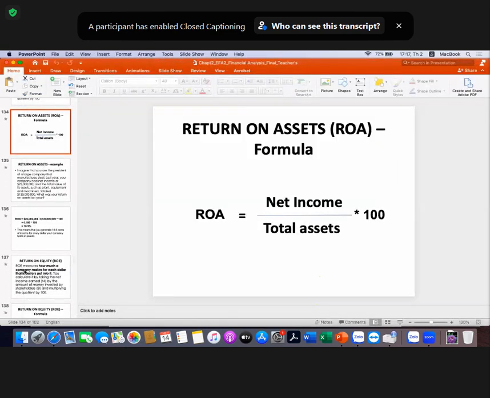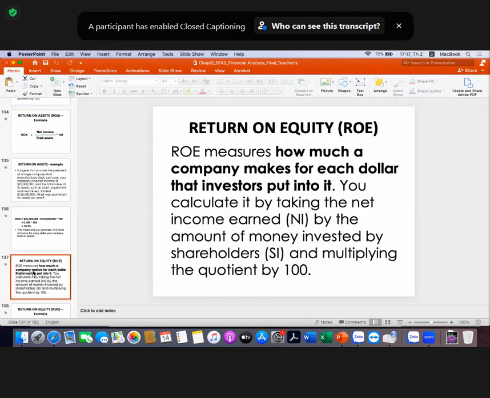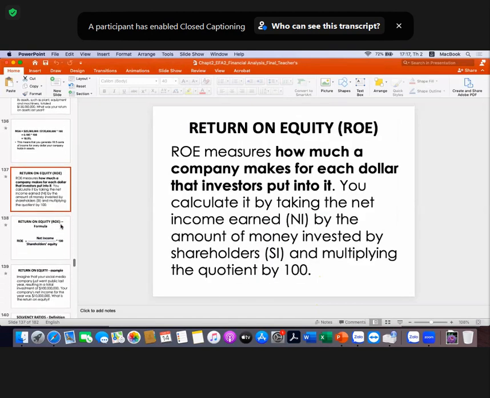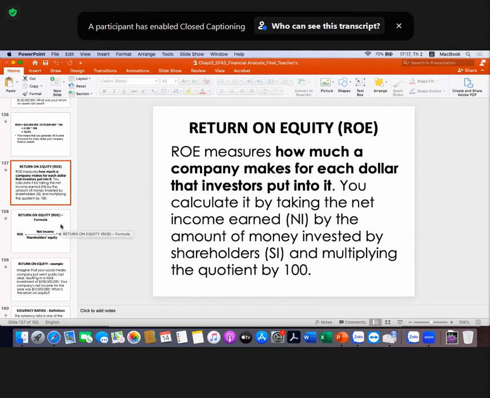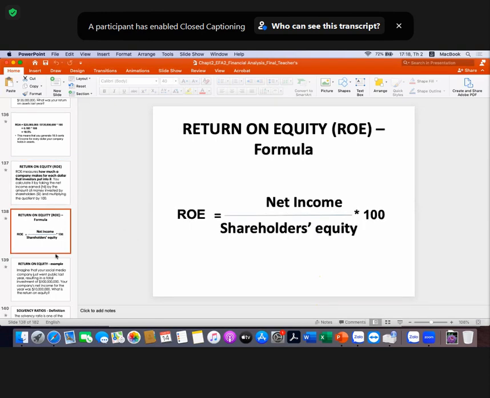And the last profitability ratio is the return on equity. Return on equity measures how much a company makes for each dollar that investors put into it. It's calculated by taking the net income earned, dividing by the total equity, and multiplying the quotient by 100.